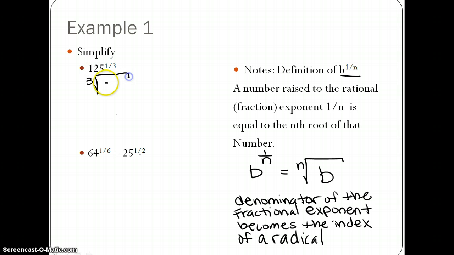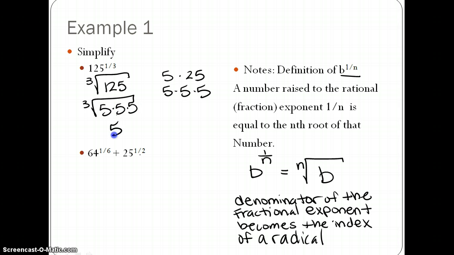as the cube root of 125. 125 is 5 times 25, which is 5 times 5 times 5. So the cube root of 5 times 5 times 5 is just 5. From here, we can do the next one.